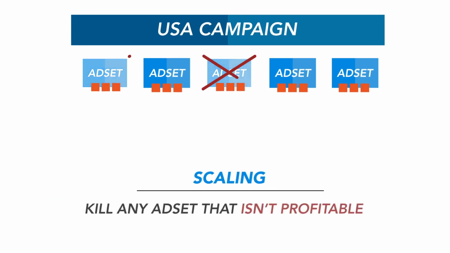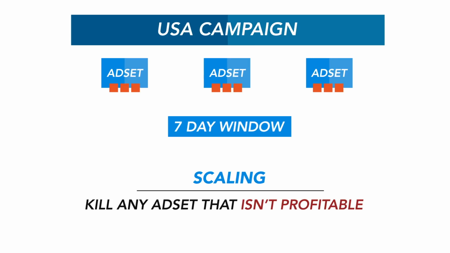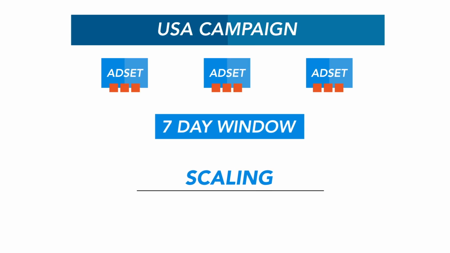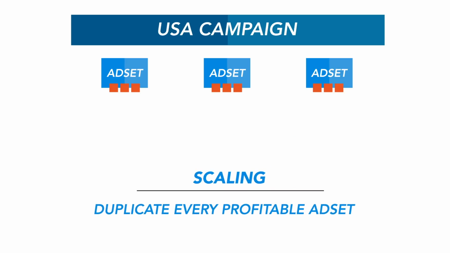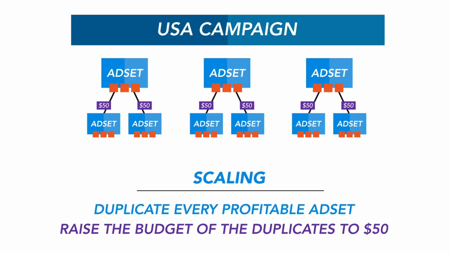First, you gotta kill any ad set that isn't profitable. Then, if you give it a 7-day window, right, you're cutting at a 3-day window and scaling at a 7-day window, then you can duplicate every profitable ad set 2 times and raise the budget of the duplicates to $50.